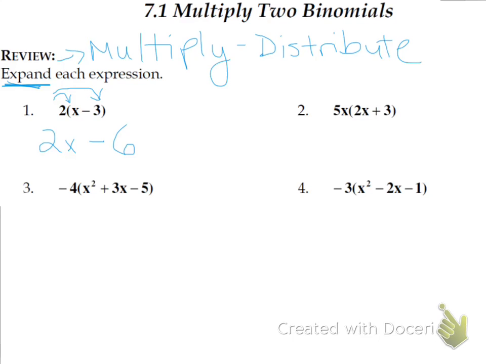For example 2, 5x times 2x, that's 10x squared, and then 5x times 3, that's 15x.